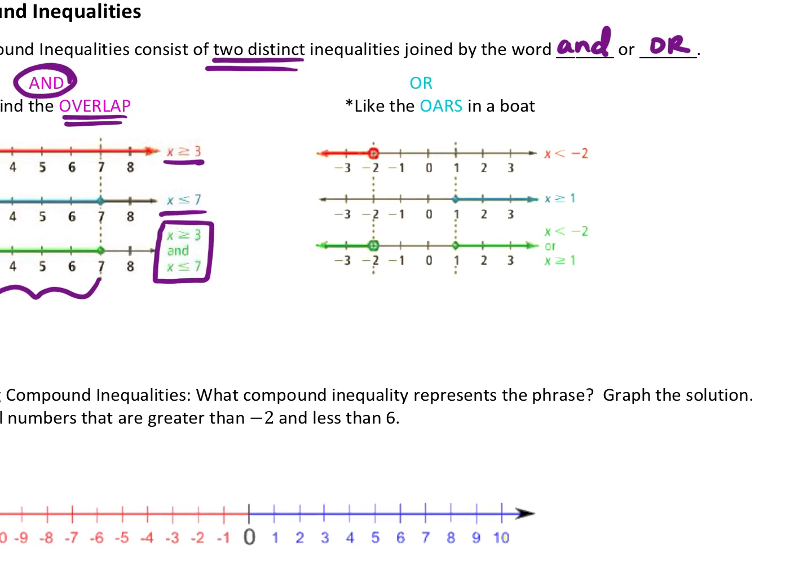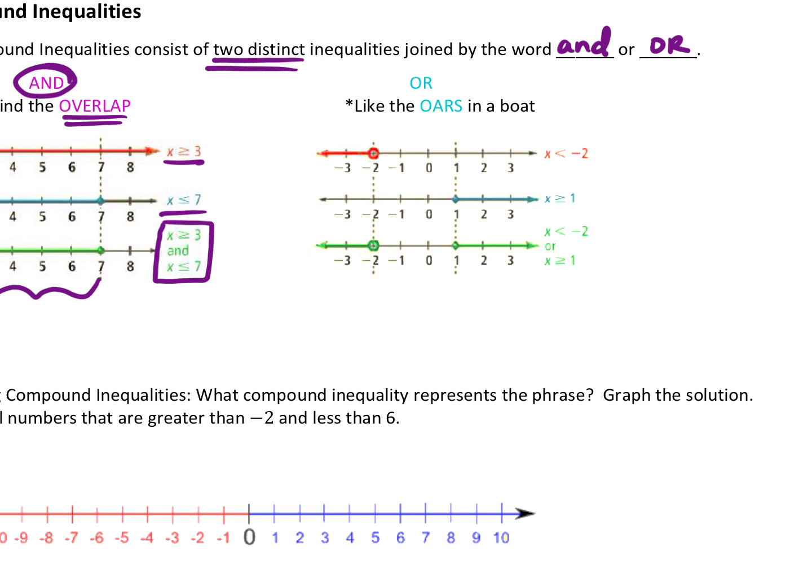When it is an or problem, I always say think of it like the oars in a boat. The oars in a boat actually go out of the boat, right? They go this way. So while you're sitting in the boat, those oars aren't going to necessarily touch each other. They're not meeting in the middle. They're going away from each other outside of the boat. That's an or problem. And with an or problem, we're saying this can be true or this can be true.